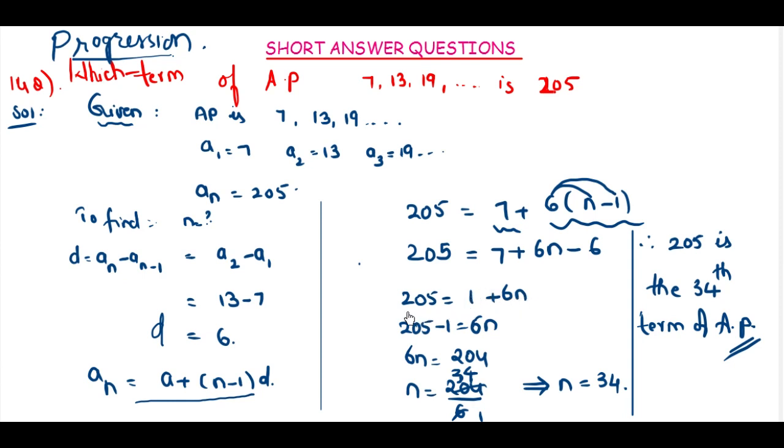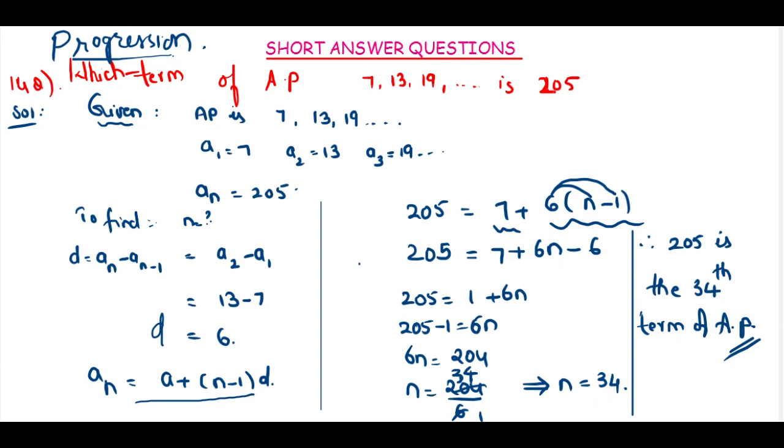So let us transpose this one. 205 minus 1 will give us 204, and that is equals to 6n. Writing the RHS first, that is 6n is equals to 204. Upon transposing, because this 6 is multiplying, it will divide when it moves to the RHS. 204 divided by 6: 6 1s are 6, 6 3s are 18, 2 is left out, so this becomes 24, 6 4s are 24. So n is equals to 34, that is, 205 is the 34th term of the AP. You should not get a fractional value when you are finding it. If it is not a fractional value, it means it is a term of the progression.